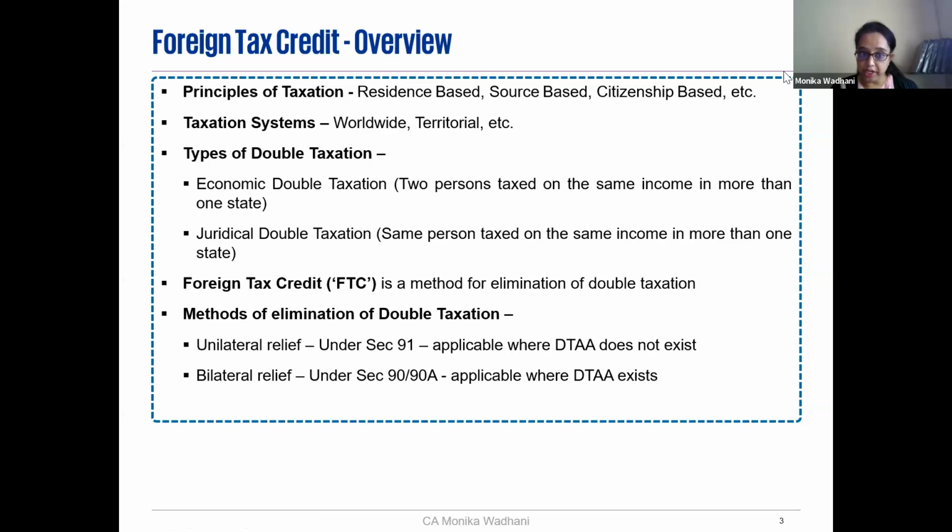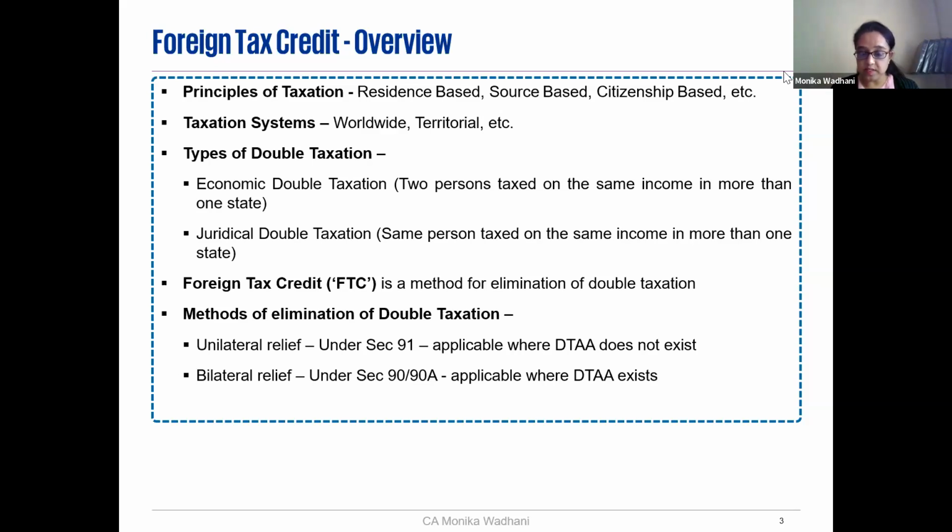There could be double taxation in 2 modes. One, it could be economic double taxation, which is where 2 different persons are taxed on the same income in more than one state. And Sushilji gave an example of DDT. Where DDT is taxed in the hands of the company, and income is also taxed in the hands of the shareholder, which are 2 different persons, in more than one state. There could be another kind of double taxation, which is juridical double taxation, where the same person is taxed on the same income in more than one state.